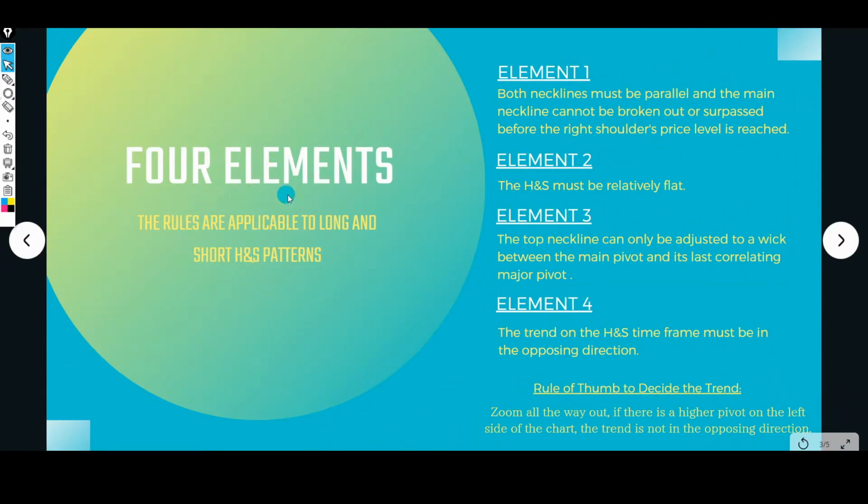Okay, the 4 elements that constitute a legitimate H&S pattern. Now keep in mind, these rules are applicable to long and short H&S patterns. However, the demonstrations will be done on short H&S patterns, just for simplicity's sake. Alright, so let's go on to element number 1. Both necklines must be parallel.